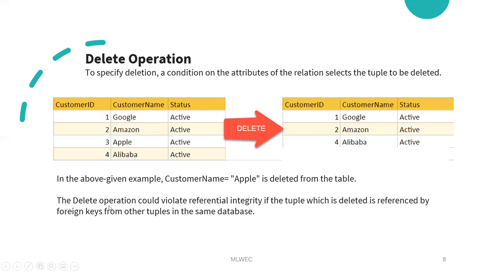Here the delete operation could violate referential integrity if the tuple which is deleted is referenced by foreign keys from other tuples in the database. While deleting, it will not think about the integrity constraints.